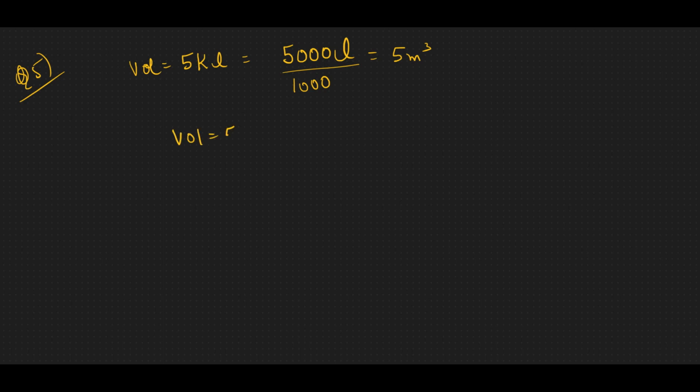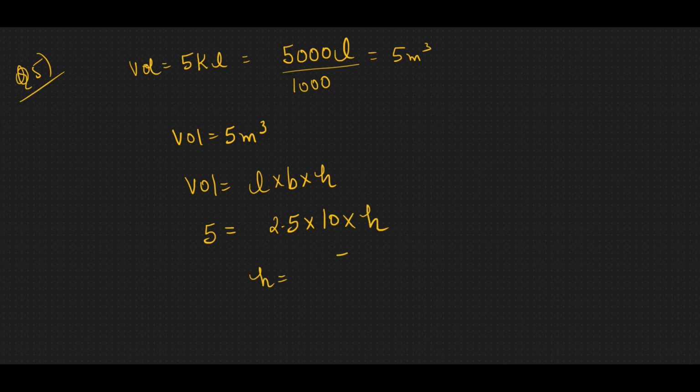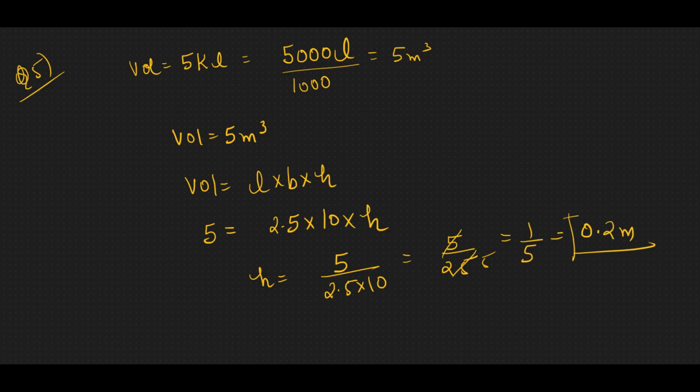Volume is 5 meter cube, and volume of a cuboid is L into B into H. So 5 equals L into B, which is 2.5 into 10, into H. So H equals 5 upon 2.5 into 10. This will be 5 upon 25. So 1 upon 5, and this will be 0.2 meters. This is your answer. So the answer to this question is 0.2 meters.